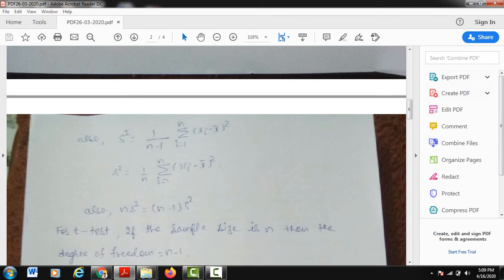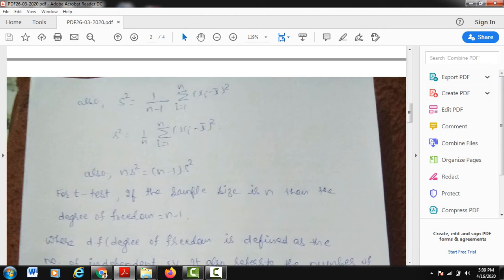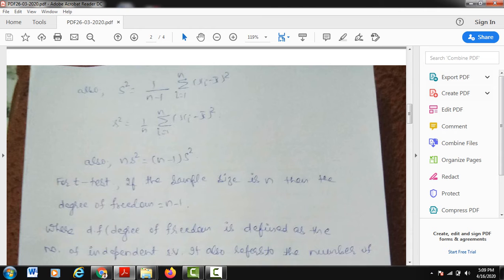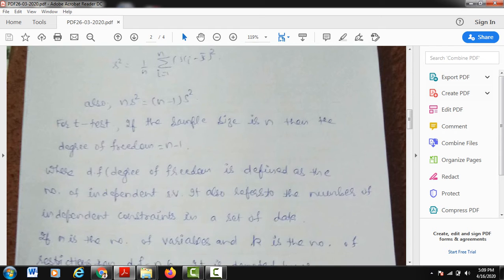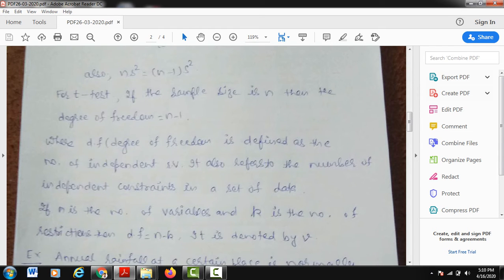Also, capital S square can be evaluated as 1 upon n minus 1 sigma of xi minus x bar whole square, where i varies from 1 to n, if it is not given in the question. And small s square can be evaluated as 1 upon n sigma, i varies from 1 to n, of xi minus x bar whole square. Also, the relationship between capital S square and small s square is given by n s square is equal to n minus 1 capital S square.